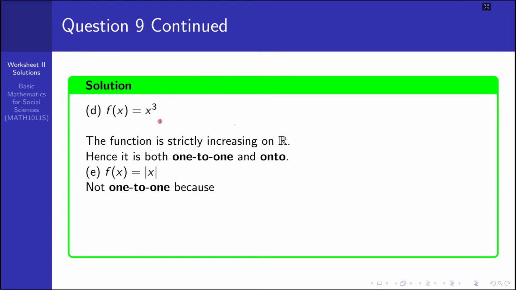And the last one, that is e, f of x equal to absolute value of x is given. It is not one-to-one function. We know that the image of, for example, any two opposite numbers is the same. So that it cannot be one-to-one function. This is a simple counter example. f of 2 and f of minus 2 are the same, or f of minus 1 and f of positive 1 are also the same, so that it is not one-to-one function.